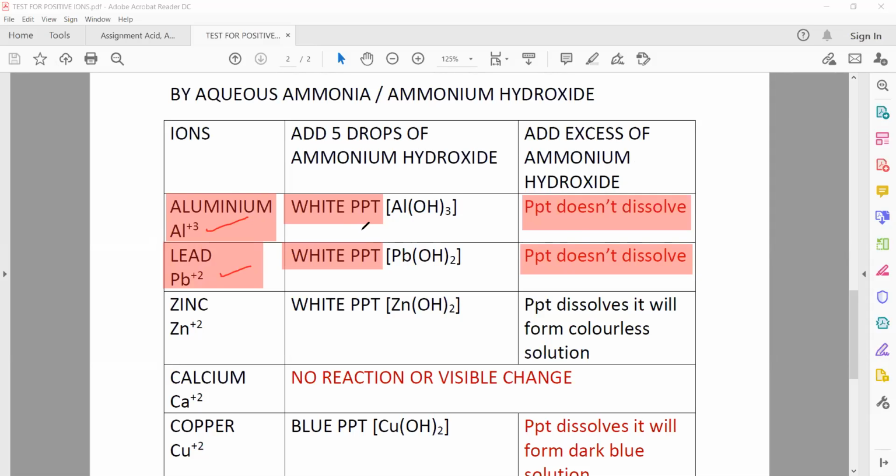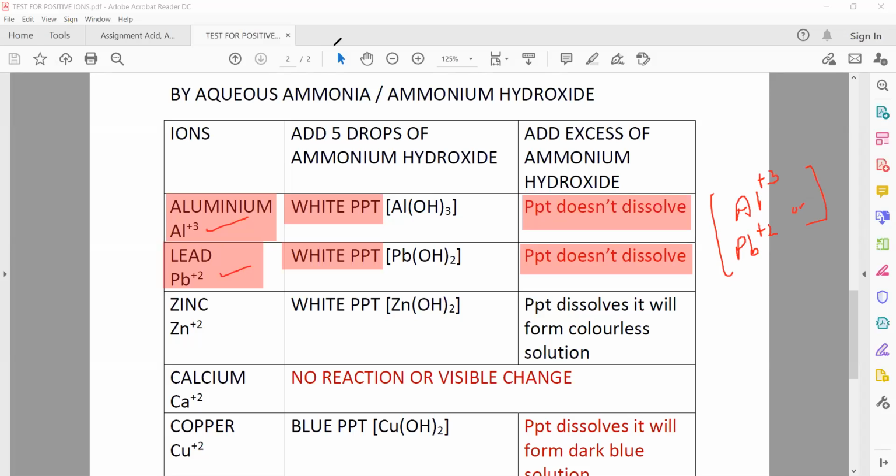So when we add 5 drops, we observe white precipitate form. When we add an excess, the precipitate dissolves and it will form a colorless solution. So in this case, if a white precipitate forms and it dissolves, it shows that it might be aluminum or it might be lead. Both can be there because the result is same for aluminum and lead.